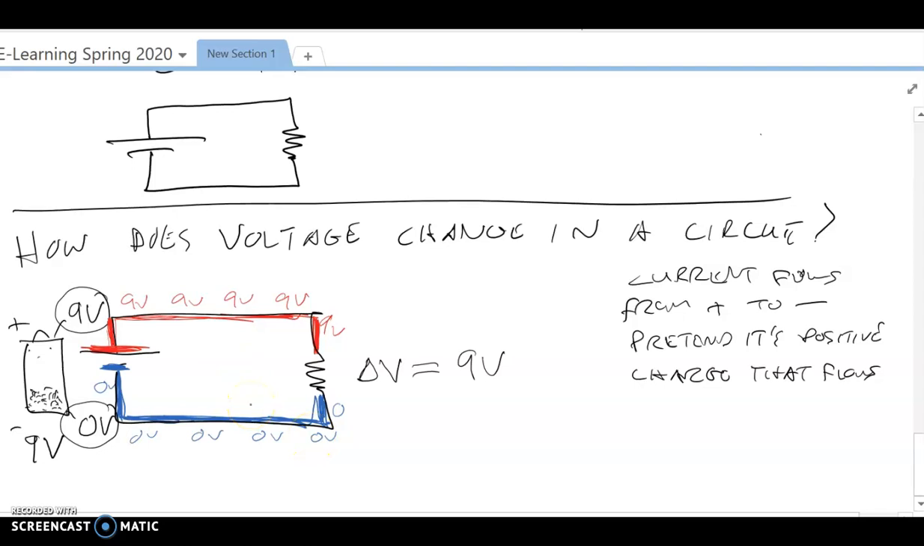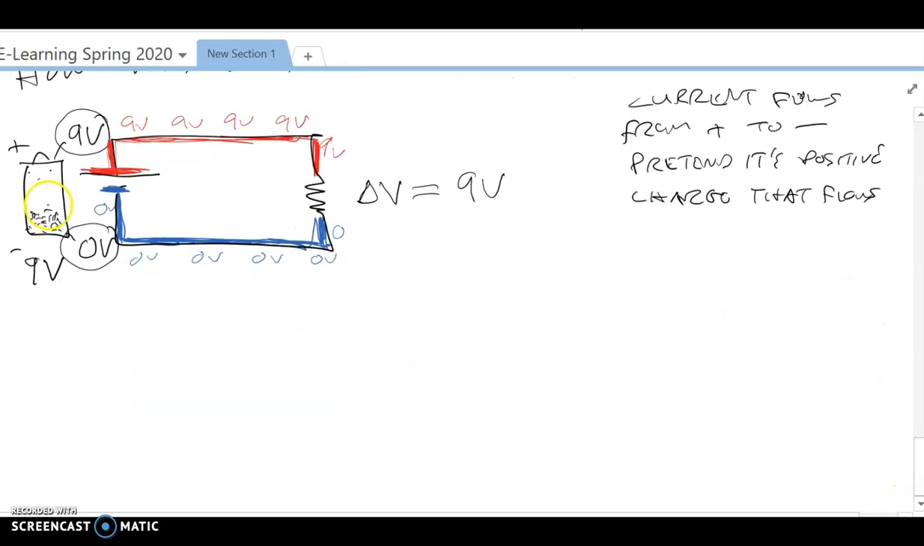Okay, you might be thinking, wait a minute, I don't get it. Why bother with the color coding and all that? Isn't it pretty easy? If there's a 9 volt difference in the battery, and you got a resistor in there, it's got to drop from 9 to 0, right? You got one resistor to use all that voltage up. So all the volts have to go from 9 to 0 across that one resistor.